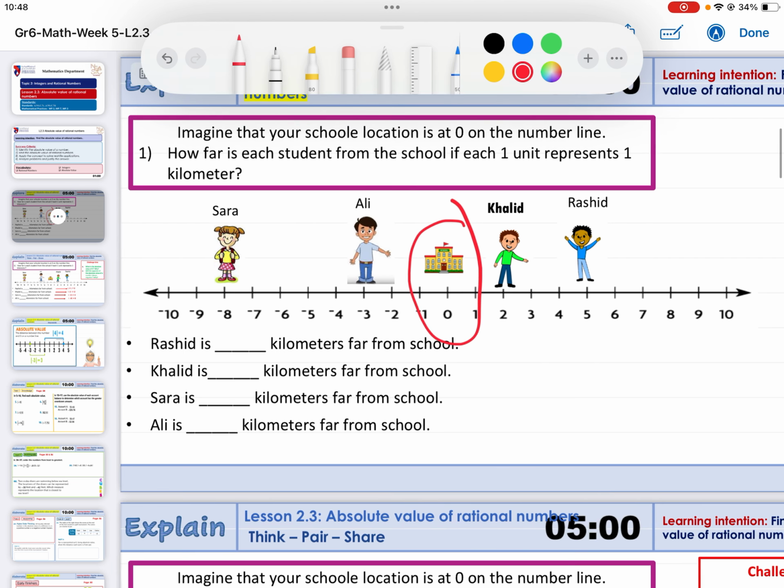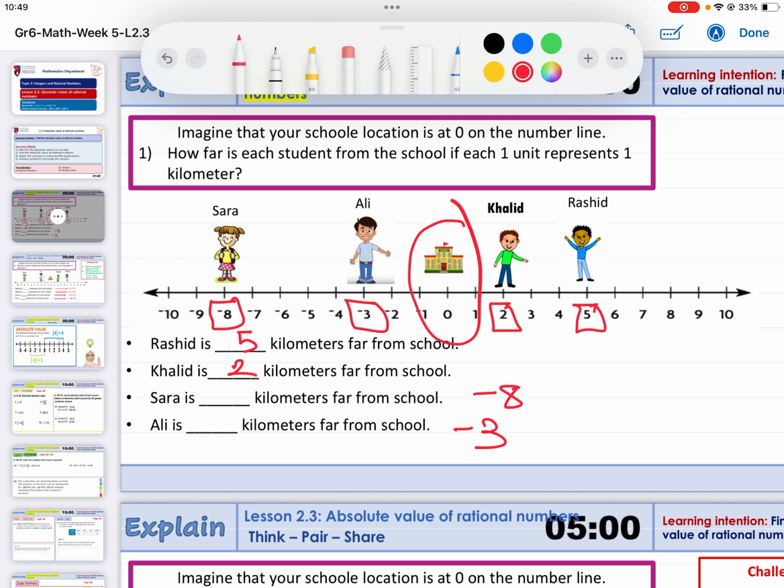Okay, so starting with Rashid, look at Rashid. Rashid is located 5 kilometers away from school. So that will be 5. Khalid is located, look at Khalid, he is 2 kilometers away from school. Now, Sarah is located, look at Sarah's number. So Sarah is located negative 8 kilometers away from school. Now, Ali is located negative 3 kilometers away from school.